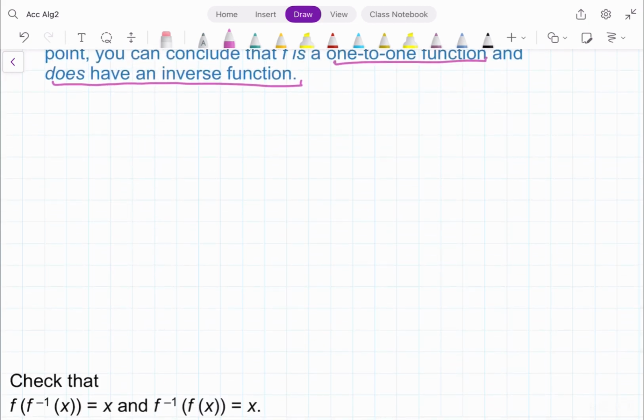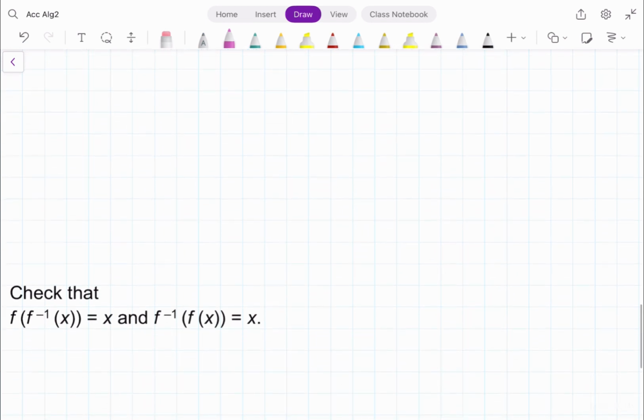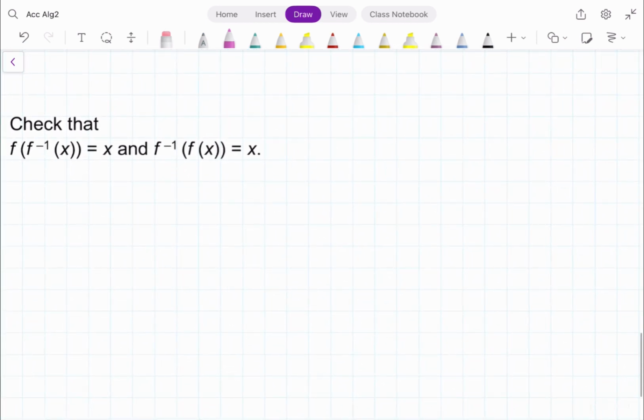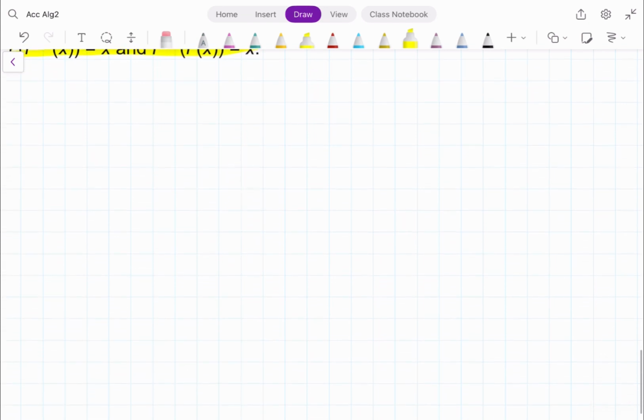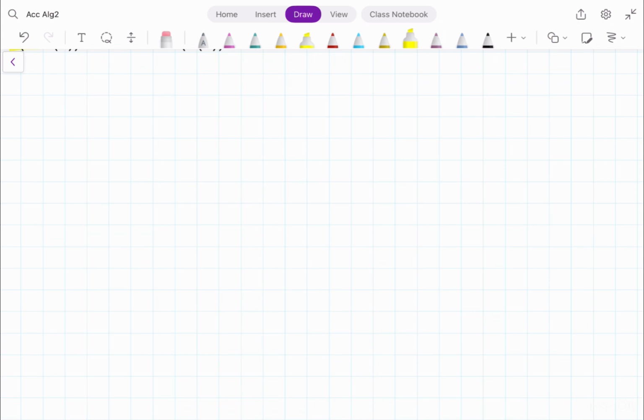So this is my checkpoint. So how will you read this? f composed of f inverse is equal to x, or f inverse composed of f of x is also equal to x. The same thing that we use to prove that the functions are inverse. Now again, we are talking about the functions.